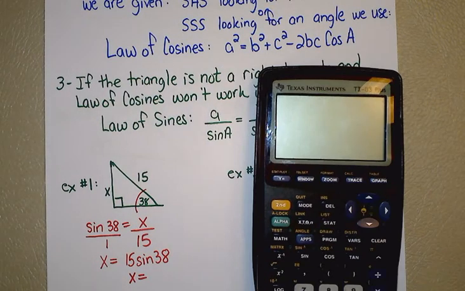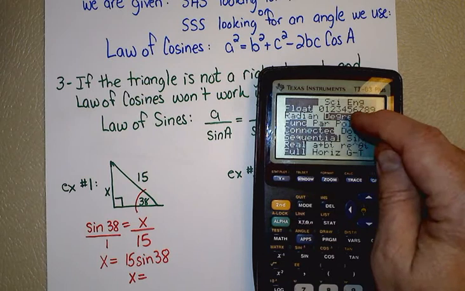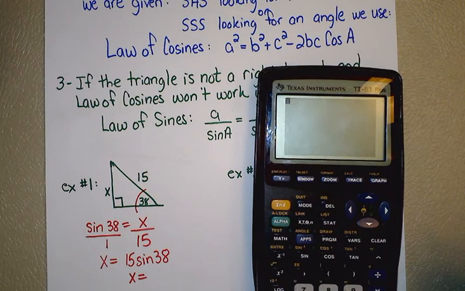So once I get down to here, I'm going to check my mode. So I'm going to hit mode, and I want to make sure I am in degree mode, and I am. So second quit. Now I'm ready to calculate, and all I do is type in 15 sine 38. Round that to the nearest tenth, and we get 9.2.